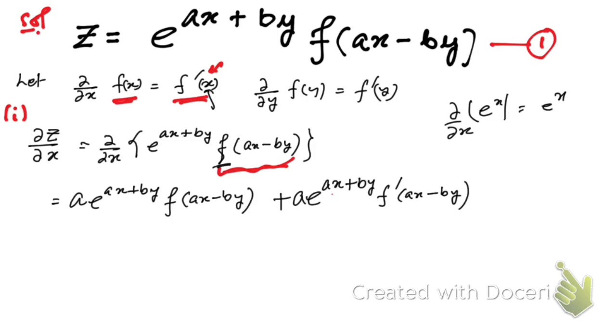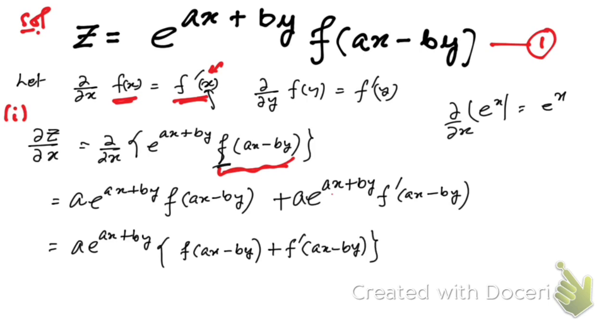Now we can take these two parts common. If we take this common, we get a e to the power ax plus by, and within the bracket we get f of ax minus by plus f dash of ax minus by. That's what we have got. So this is del z by del x.